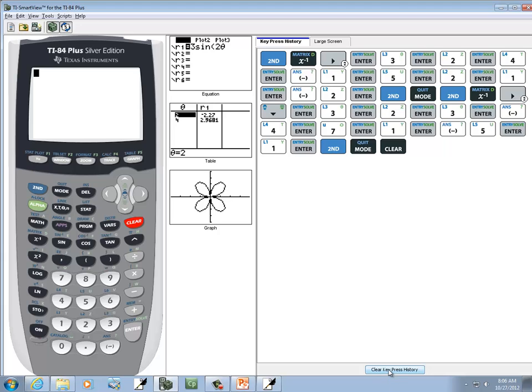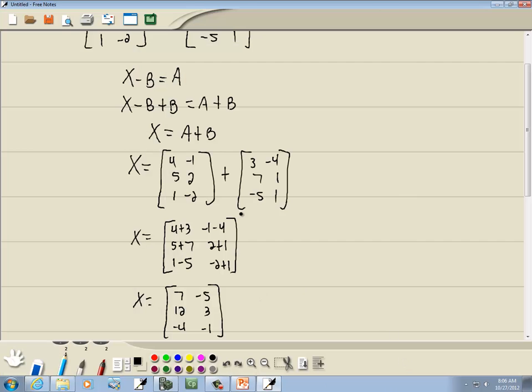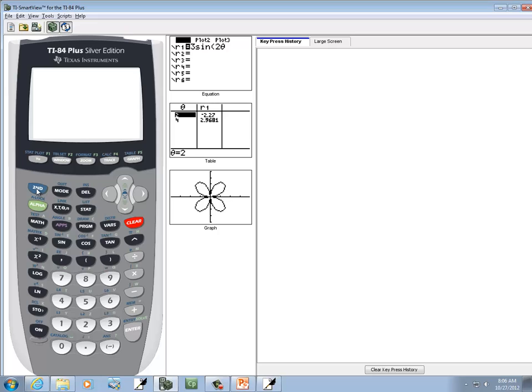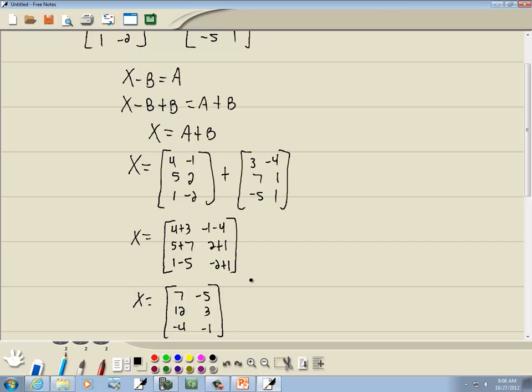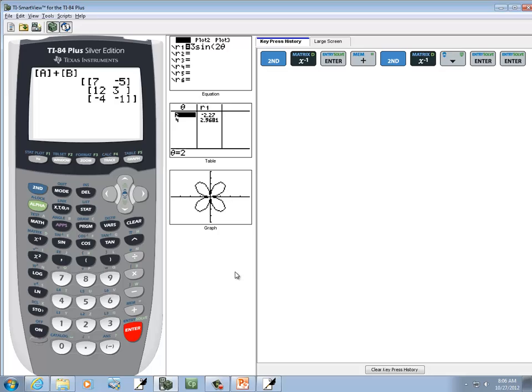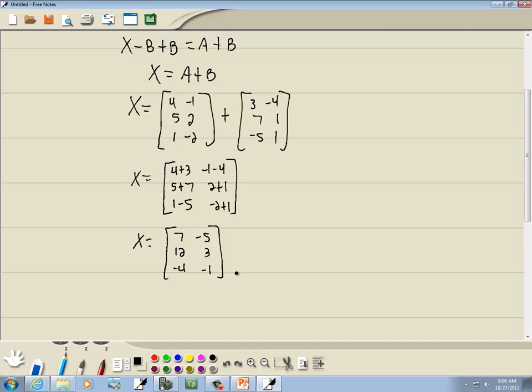And now I just want to do, what do I want to do? A plus B. So I do second x to negative 1, enter on A, plus second x to negative 1, down arrow to B, enter, and enter again. And 7, negative 5, 12, 3, negative 4, negative 1. So we get the same answer by hand and by the calculator. Yeah, let's look at our next problem.